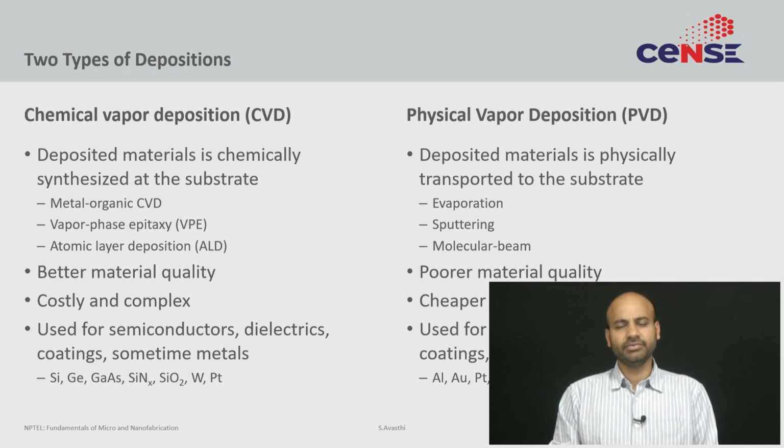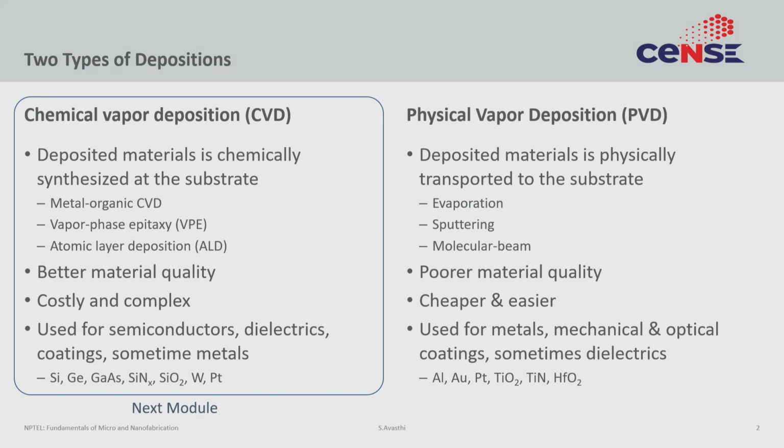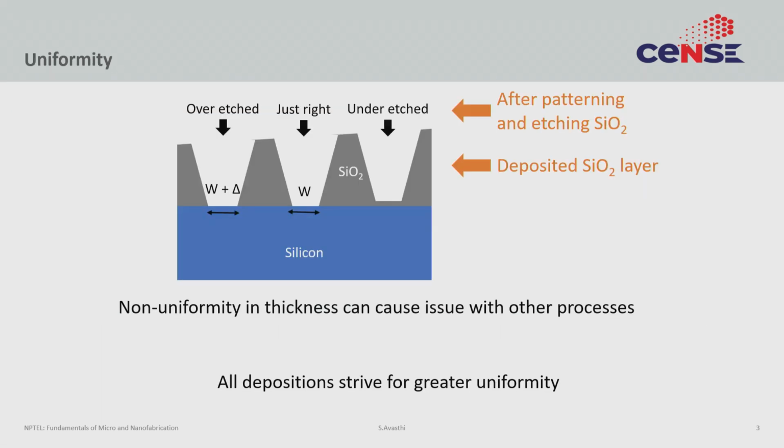In general, chemical vapor deposition gives slightly better quality, which is why it is used for semiconductor deposition, while physical vapor deposition tends to be cheaper, simpler, and is often used for metal and dielectric depositions, a non-critical deposition, if I may say so. So, this is the module that we are going to first take, which is chemical vapor deposition, and after CVD we will then discuss physical vapor deposition. So, before that let us get some of the terminology right.